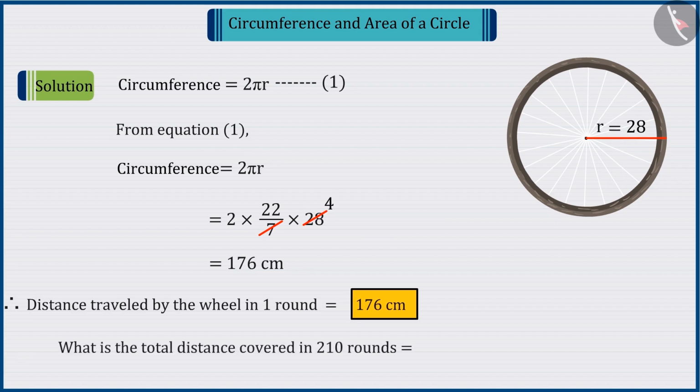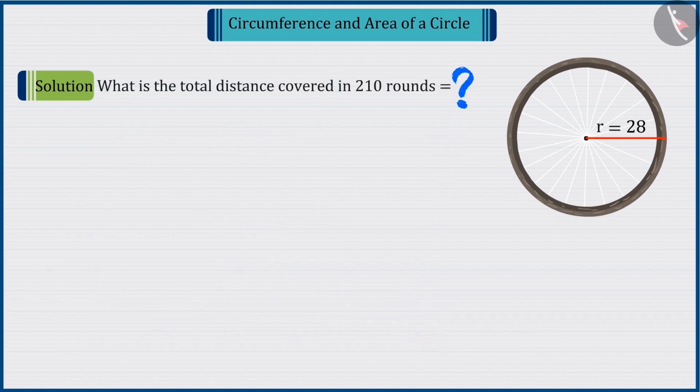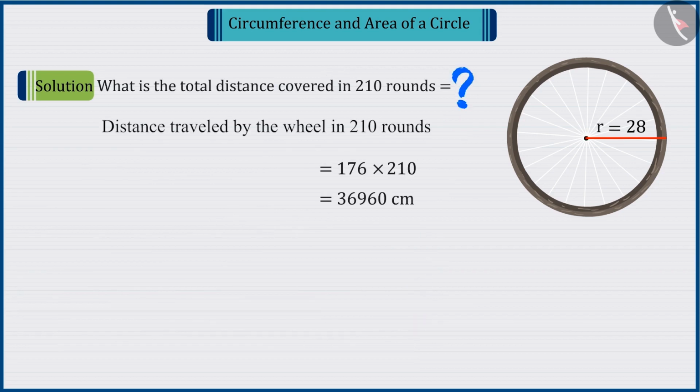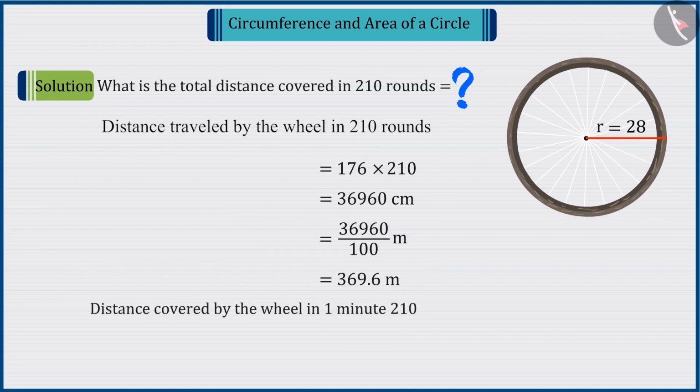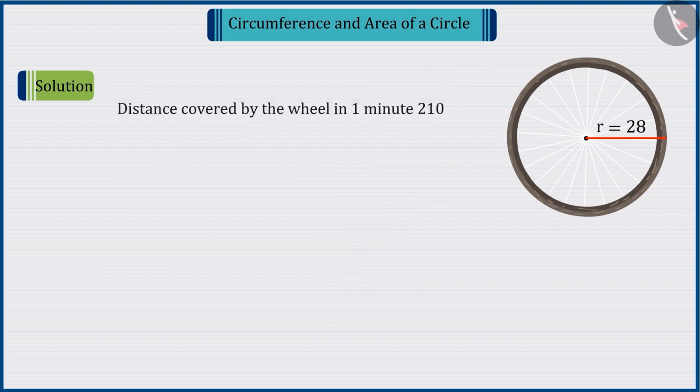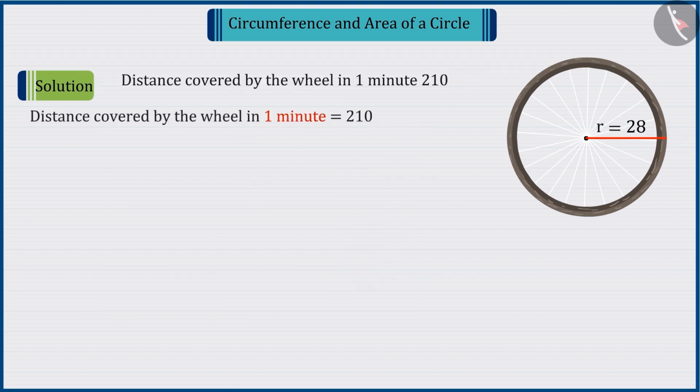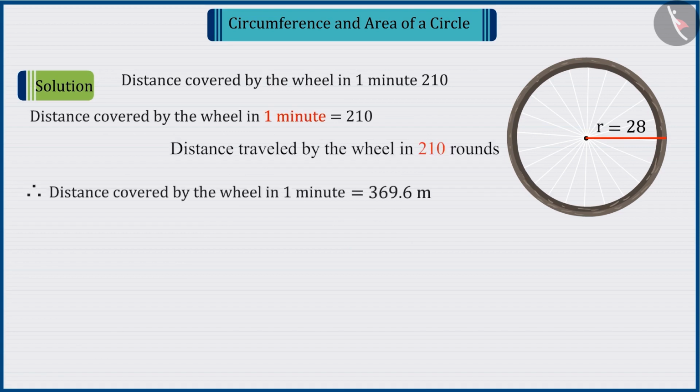So, can you tell how far it has covered in 210 rounds? Well done. Raj has covered a distance of 36,960 centimeters, that is 369.6 meters. Since we are given that the wheels rotate 210 times in a minute, the distance traveled by the wheel in 1 minute is equal to the distance traveled in 210 rounds. So now, can you find the speed per hour of Raj?